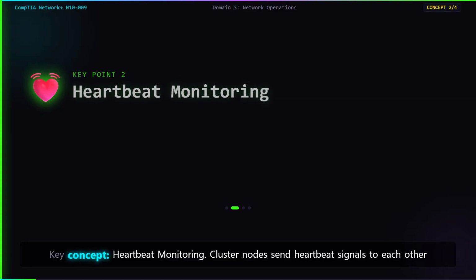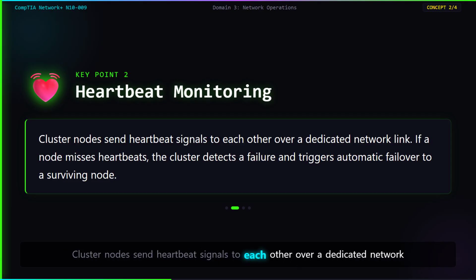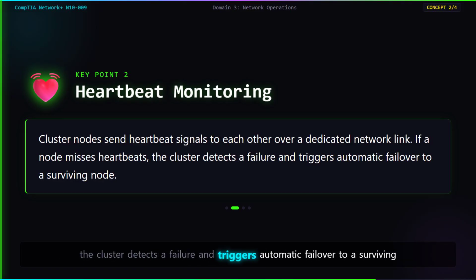Key concept: heartbeat monitoring. Cluster nodes send heartbeat signals to each other over a dedicated network link. If a node misses heartbeats, the cluster detects a failure and triggers automatic failover to a surviving node.